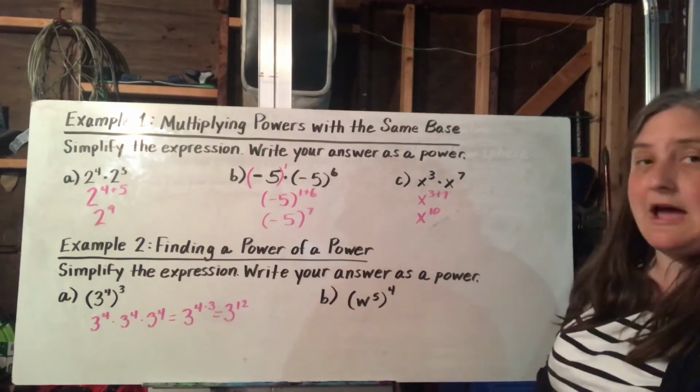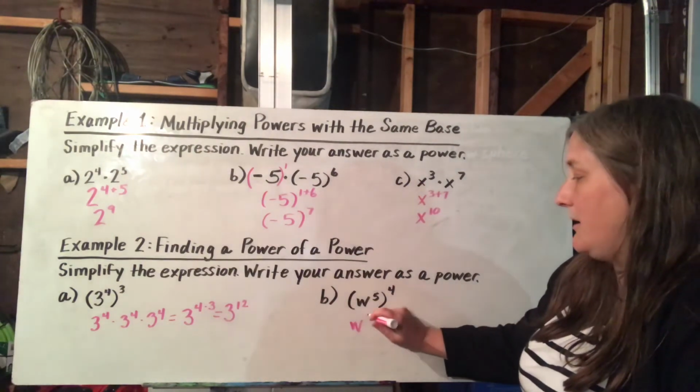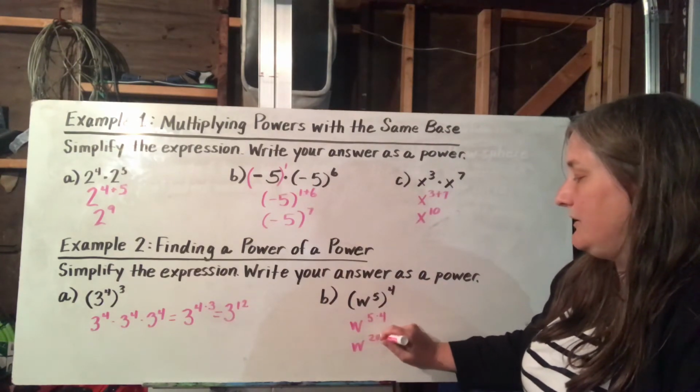So here I have a variable. In order to solve a power of a power, I'm going to multiply my powers. This will be w to the 20th power.